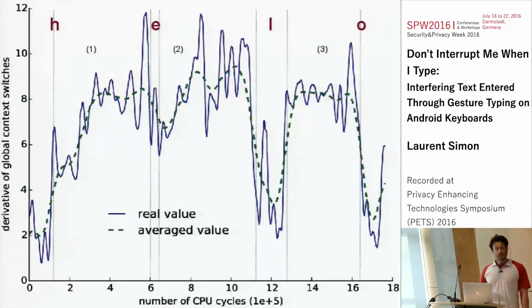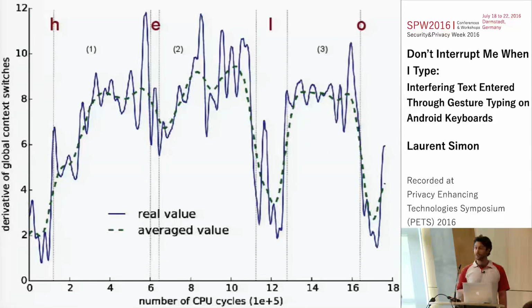This graph shows you the speed at which the total number of context switches varies when a user types the word hello as a function of time. The blue line is the actual data recorded, and the green dashed line is the average data. When the finger starts at the letter H, the speed of the total number of context switches increases, then it remains constant for a little while, and then it decreases. The pattern repeats itself for other letters.